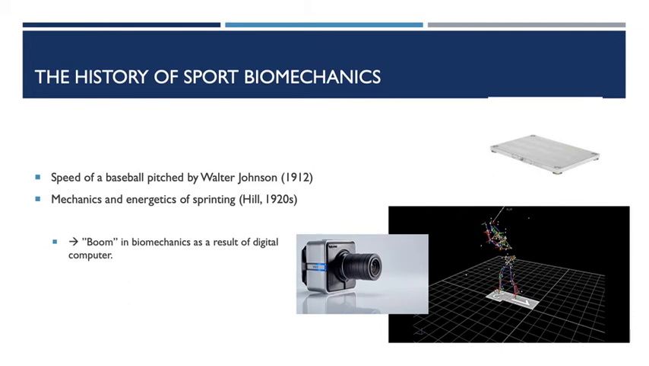The word biomechanics really didn't become known until the 1960s, even though research in the field was being conducted early in the 20th century. Some of the earliest examples of biomechanics research include determining the speed at which a baseball was pitched by Walter Johnson in 1912, and mechanics and energetics of sprinting by Archibald Hill in the 1920s. Since, research in sport and exercise biomechanics has increased steadily.